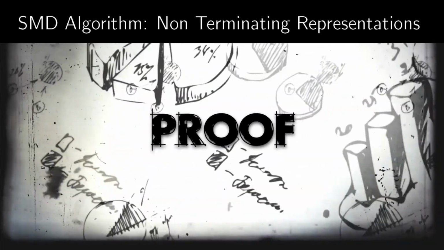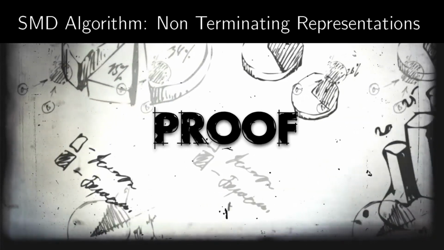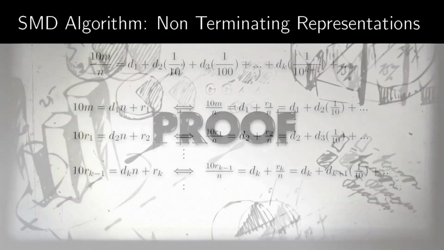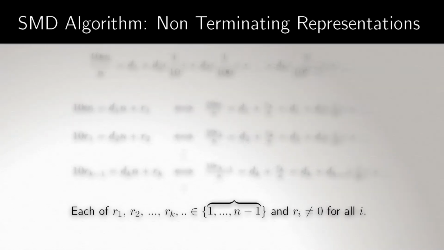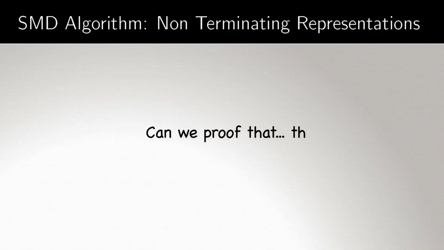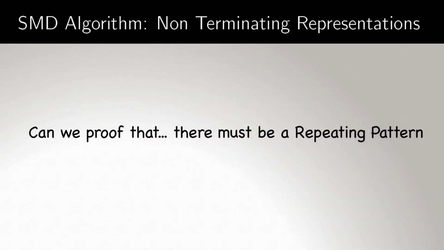So now we're going to take the case of the successive multiplication by 10 and division by n algorithm, and we will be considering the non-terminating representations. Now look into all of these remainders. None of these remainders is 0, because if it were 0, then of course we would be in the case that Sophie explained and where the sequence will be terminating. So here, each of the remainders will be in the set that starts at 1 and ends at n minus 1. Now, can we prove that there must be a repeating pattern?